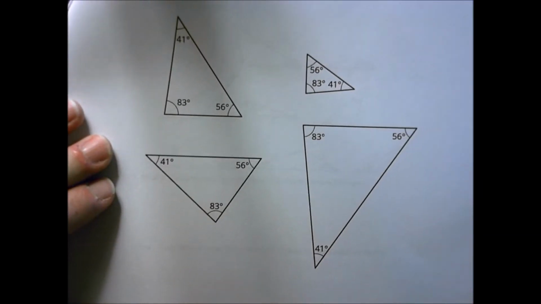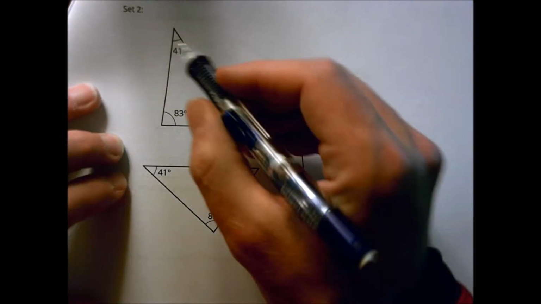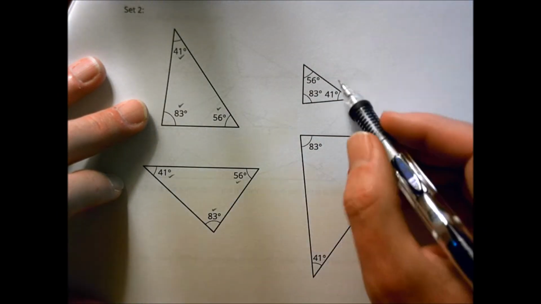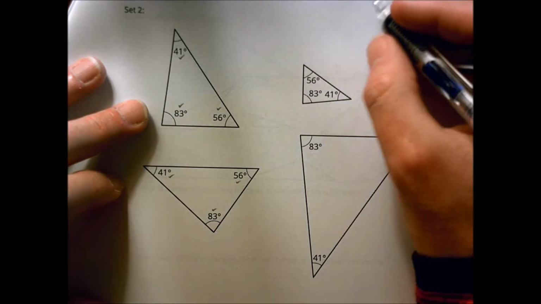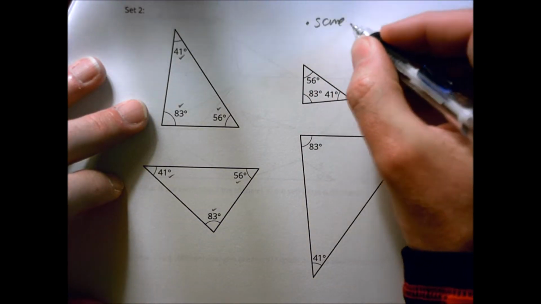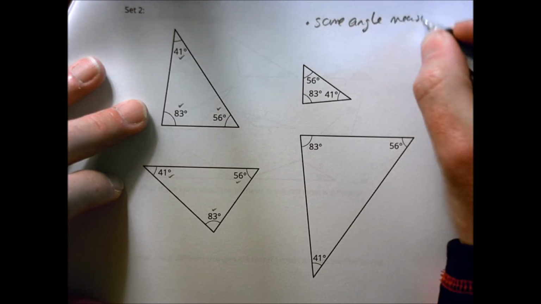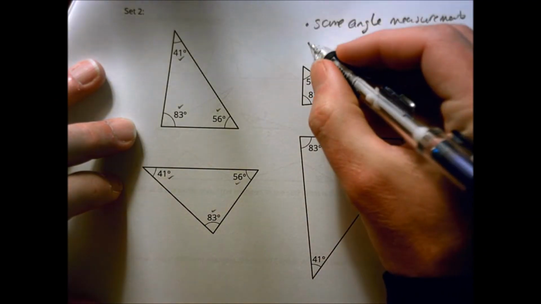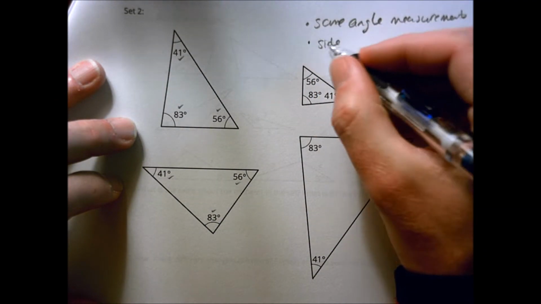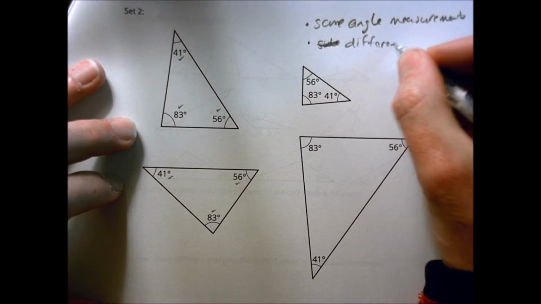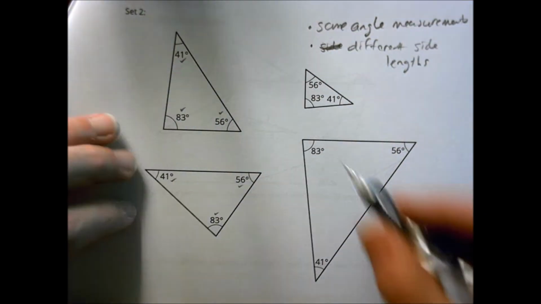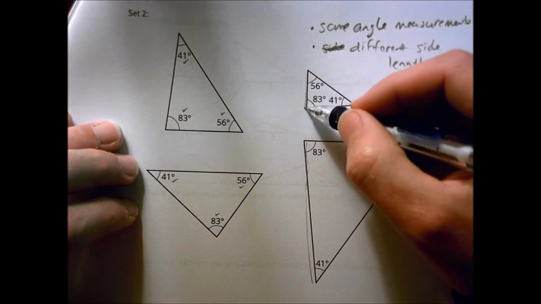On this next set of triangles, we see that in this case we have some similar numbers again, 41, 83, 56. Here's 41, 83, 56. And these are all the same numbers here. So once again, we can see that they have the same angle measurements. That's the same. But when we look at the side lengths, they are very different. I can write down different side lengths, right? This one's definitely much longer than say this one here, okay?